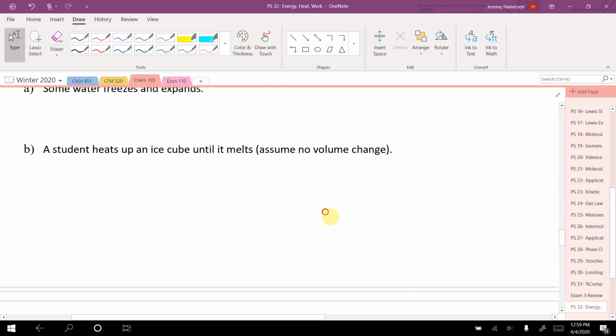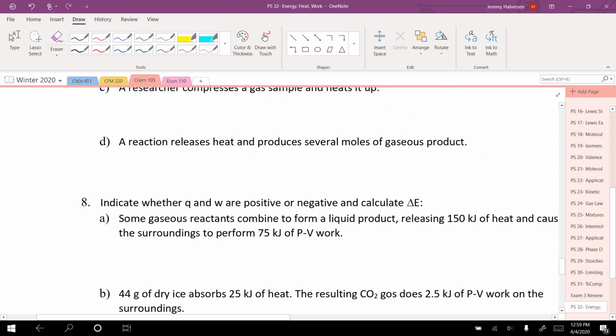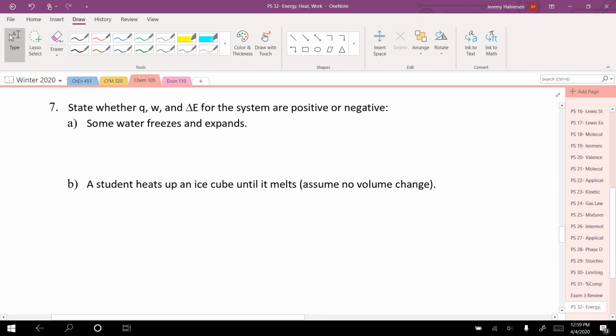Okay. State whether Q, W, and delta E for the system are positive or negative. Some water freezes and expands. So Q, W, delta E. Well, if you want to melt something, you have to add heat. So if it freezes, it's going to release heat. So Q must be negative. And when something expands, work is negative, which means delta E must be negative.